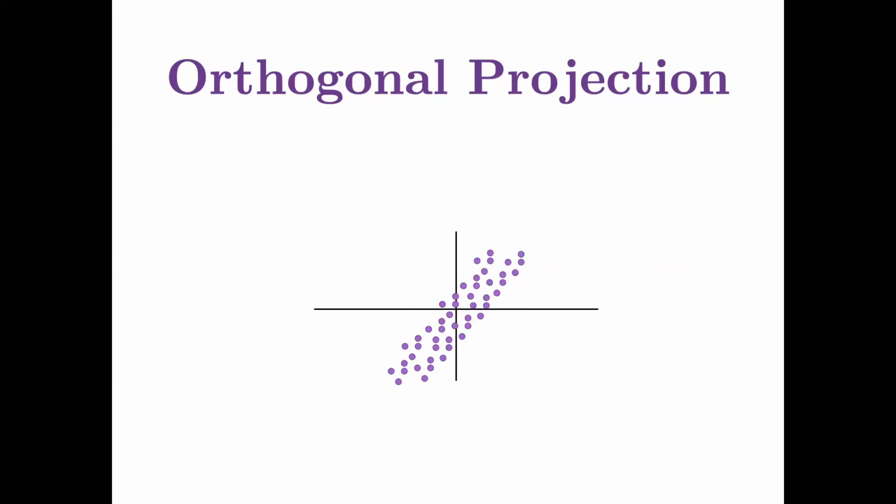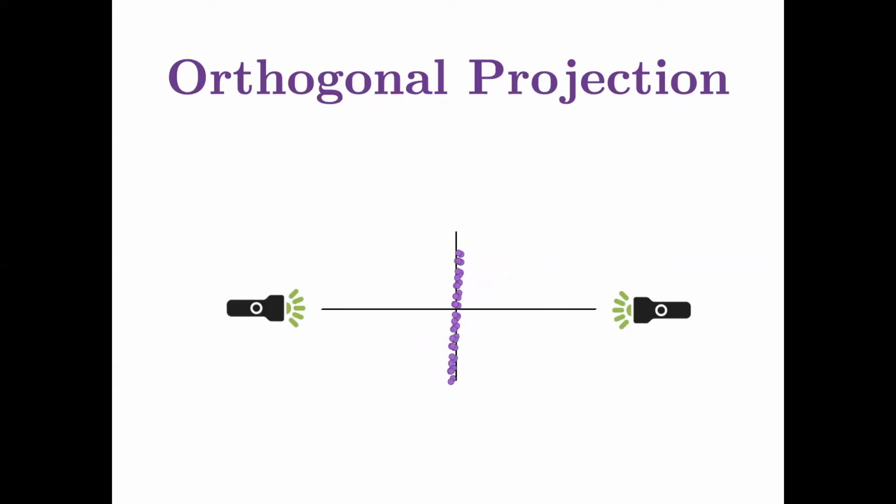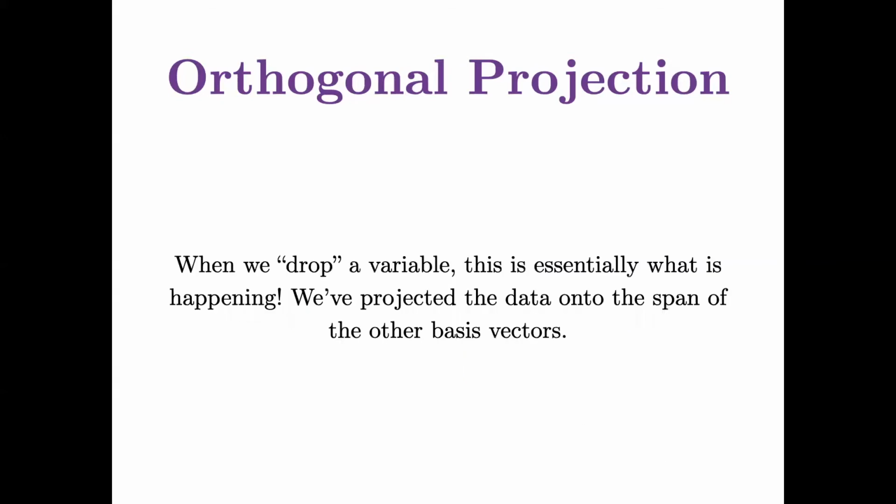We can do the same thing to project the data onto the span of E2, using flashlights that come from the left and right. Again, every point moving to the closest point on the vertical axis. The closest point, of course, again, will always be at a right angle. This is the projection of the data onto the span of E2. Now, we don't usually think about it this way, but when we drop a variable, omitting it from our analysis, this is essentially what is happening. We've projected the data onto the span of the other basis vectors.